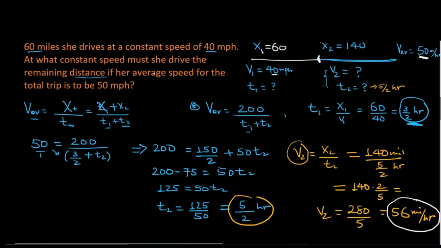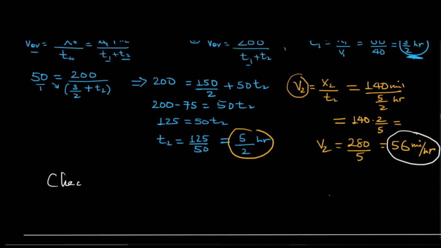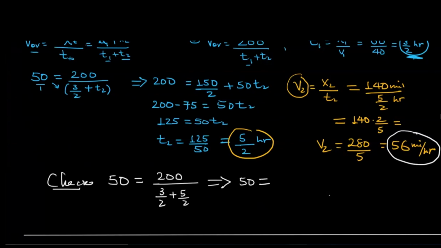Now, I can also check if I get 50. I can just check my numbers. Check: the average velocity 50 must be equal to the total distance, which is 200, over T1 and T2, the total time, which is 3 over 2, the first time, plus 5 over 2. 3 over 2 plus 5 over 2 is 8 over 2, which is 4. So 50 equals 200 over 4, which gives 50 is equal to 50. So this is checked.